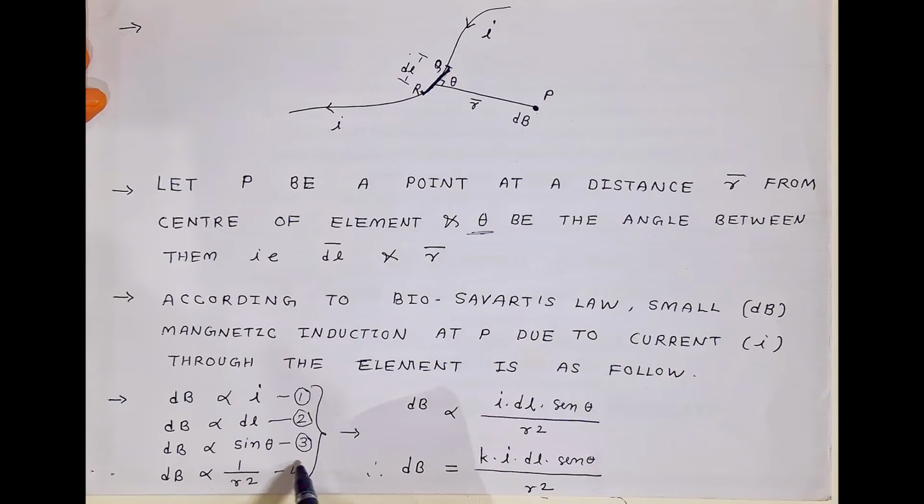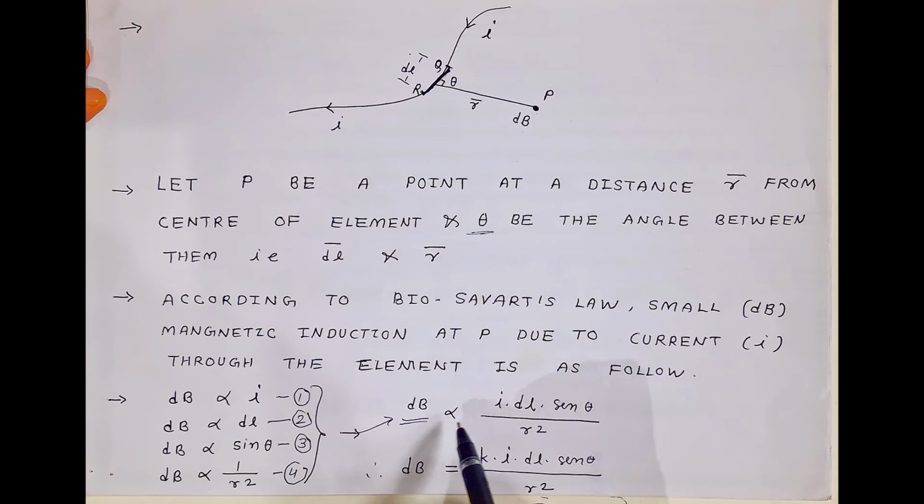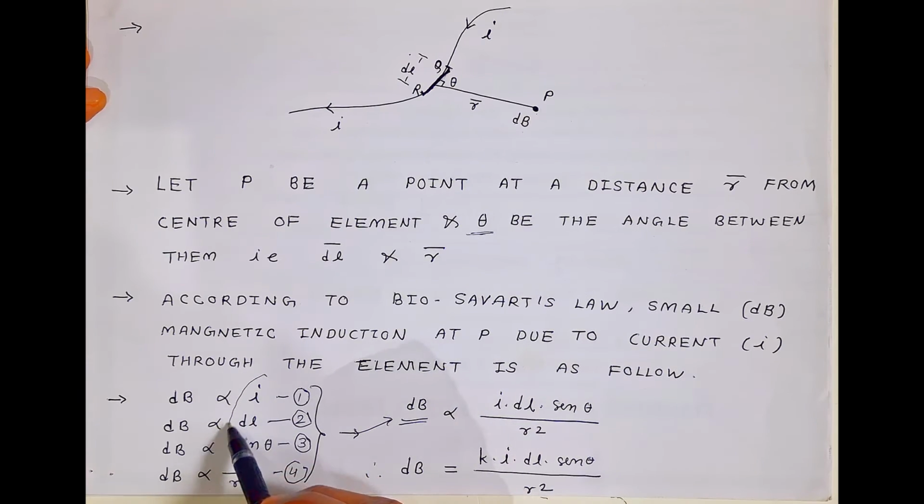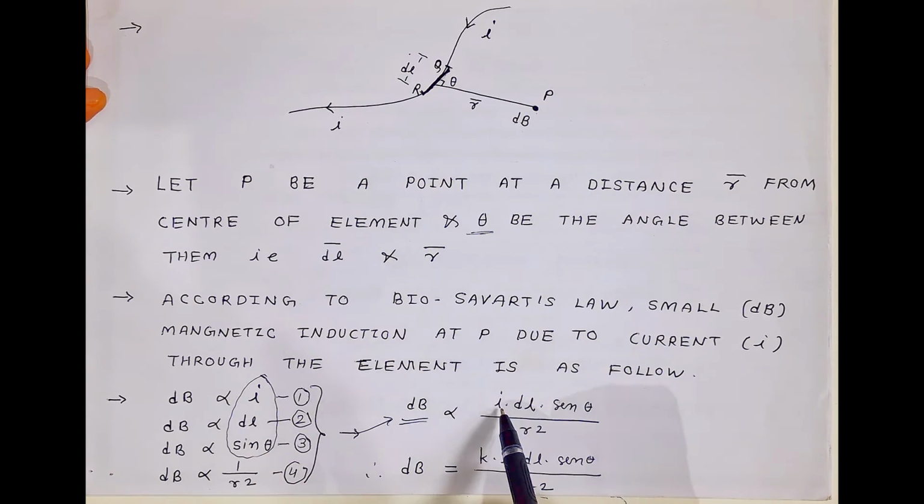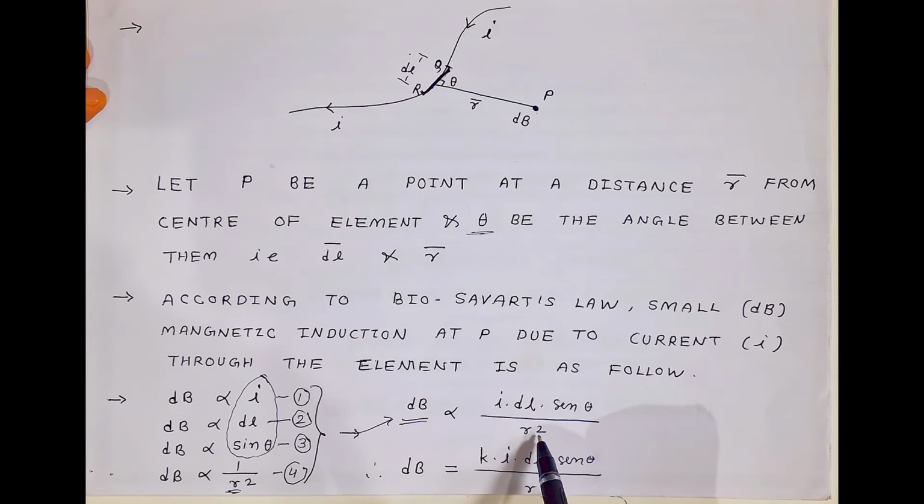Okay students, now all these four proportionalities we have written in one way. dB is proportional to I dl sin theta, you have to multiply all these, in the numerator I dl sin theta, and r square will be in the denominator.